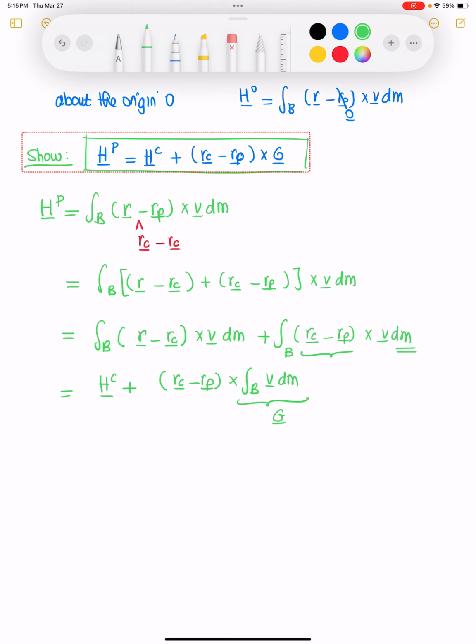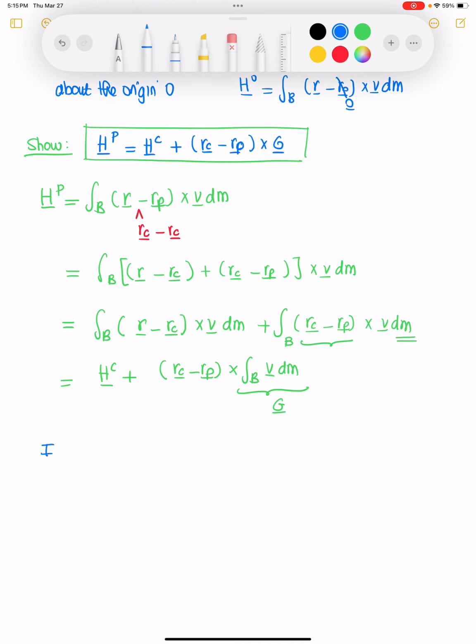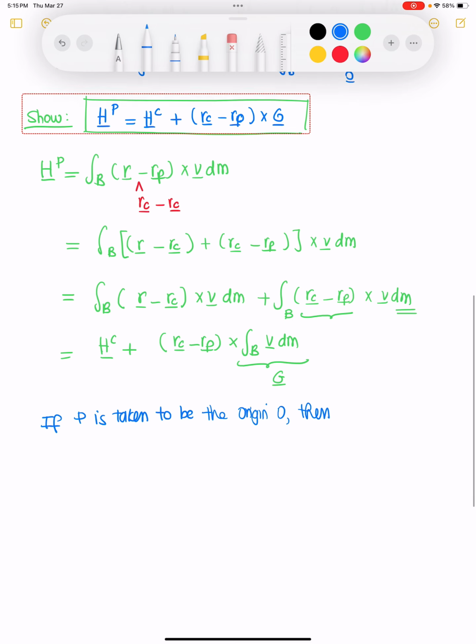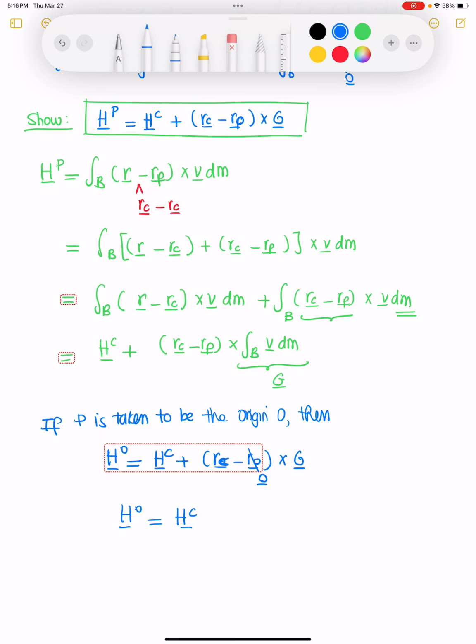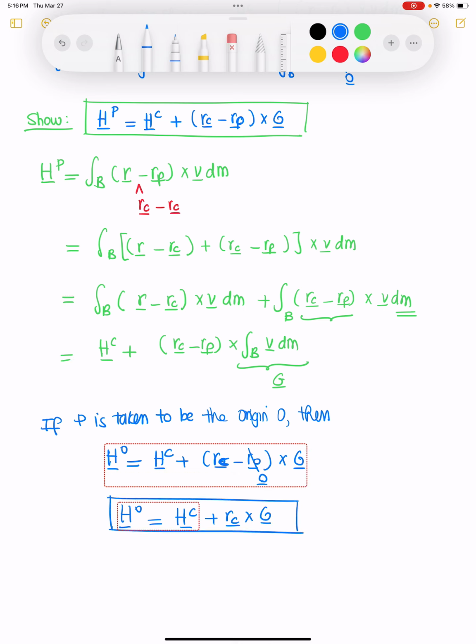For the special case when point P is the origin O, if P is taken to be the origin O, then I can write H_O, replacing P by O. H_O is equal to H_C plus r_O minus r_C minus r_O crossed with G, and r_O is just 0. So that's H_O is equal to H_C plus r_C crossed with G. Very well.